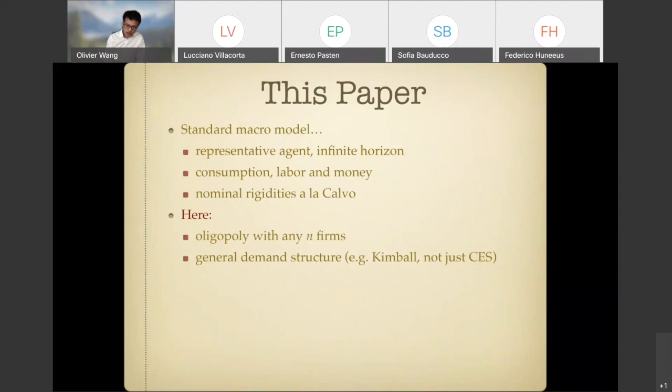The second departure, that's not as obvious from the title, is that we're going to allow for a very general demand structure, so very general preferences.